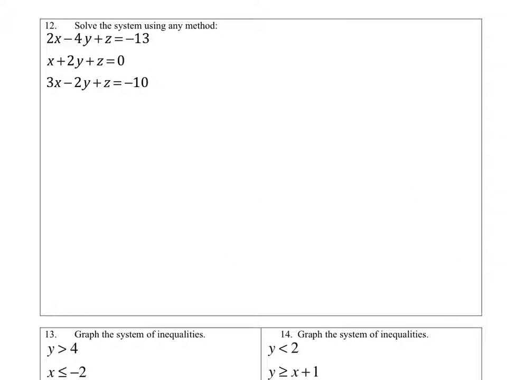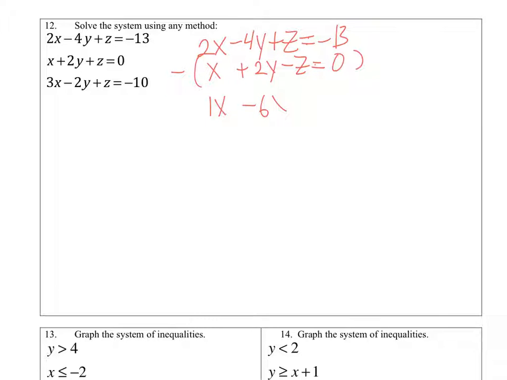And on to my favorite problem, the dreaded 3x3 system of equations. Woo! Z's look like the easiest thing to get rid of because all of them have a coefficient of 1. I might combine the first two equations by doing 2x minus 4y plus z is equal to negative 13. And from that, I could subtract the second equation, x plus 2y minus z is equal to 0. And I end up with 1x, and a negative 6y equals negative 13.